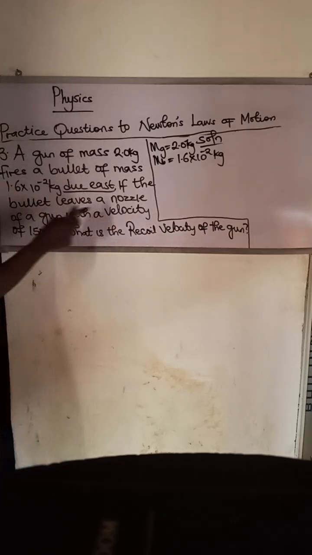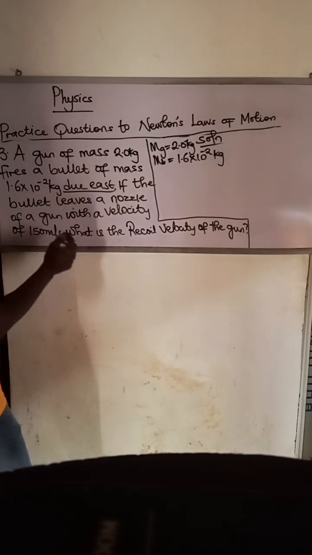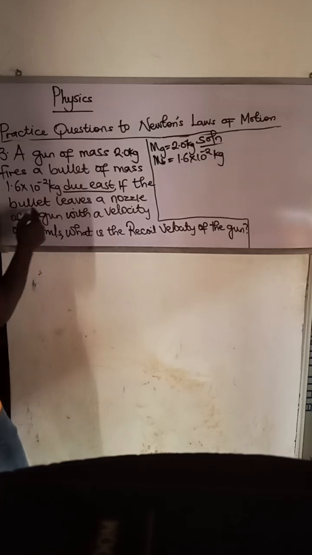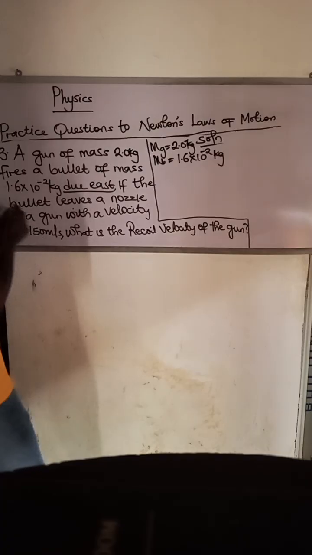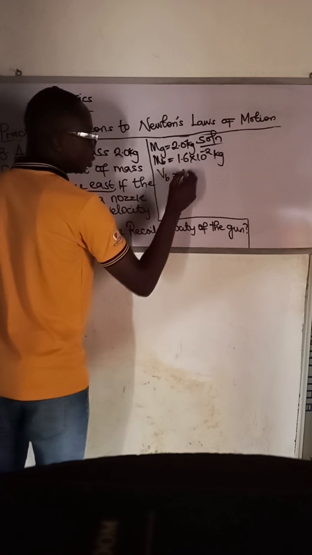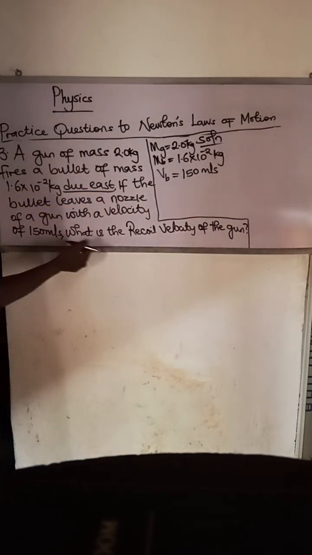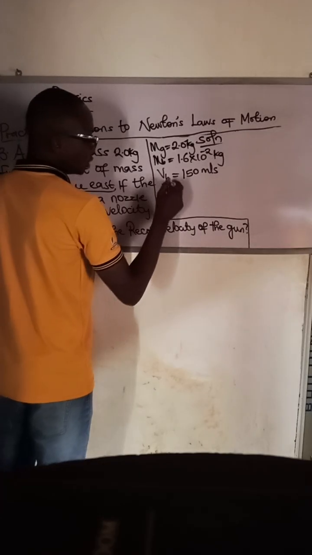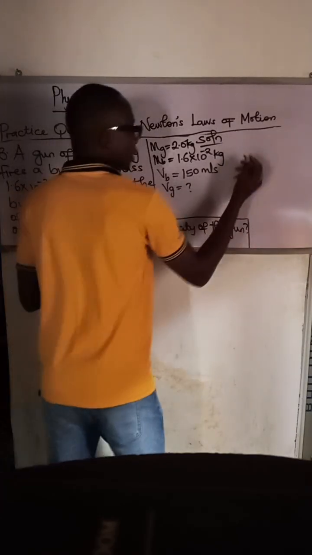If the bullet leaves the nozzle of the gun with a velocity of 150 meters per second, so they give us the velocity of the bullet. The velocity of the bullet is 150 meters per second. Now, what did they ask us to calculate? What is the recoil velocity of the gun? Which is the velocity of the gun. Very simple. Now we'll solve it here.